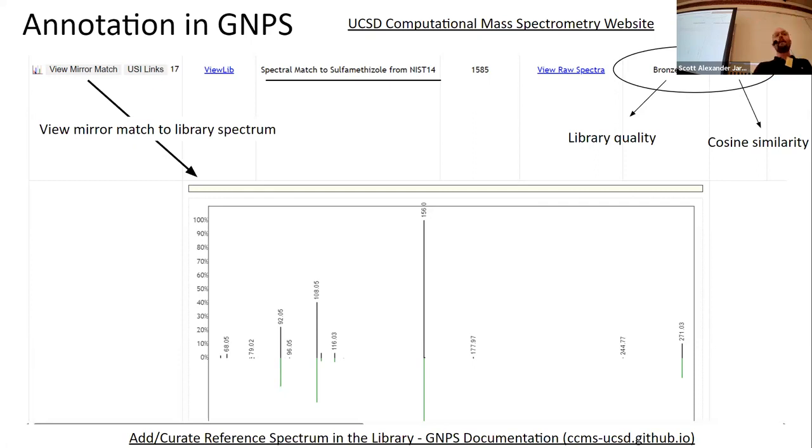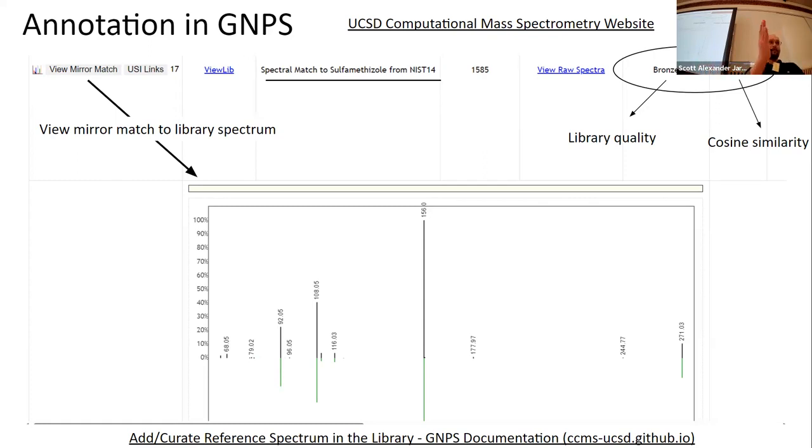But in this case, it's 0.98 cosine similarity, almost identical to the reference spectrum. And then you have this library quality annotation. There are 3 different annotation qualities in GNPS. There's really 4, but there's bronze, silver, and gold. Bronze level could be annotated by anyone in the community.